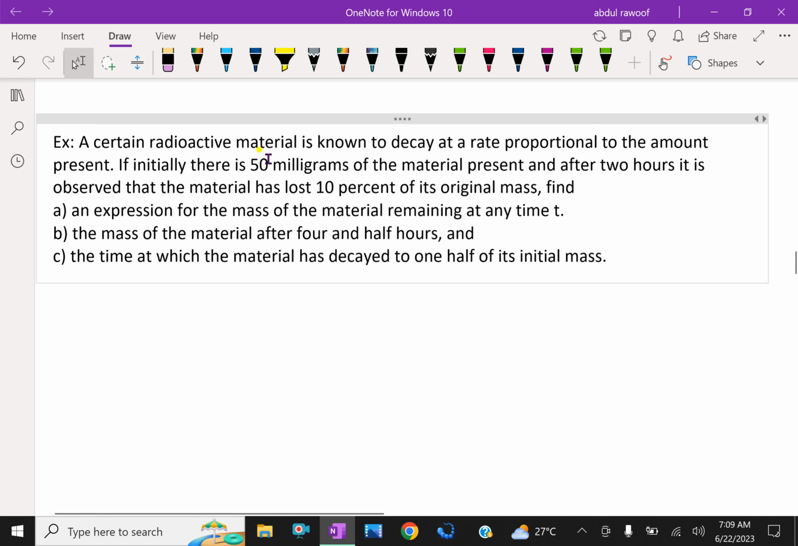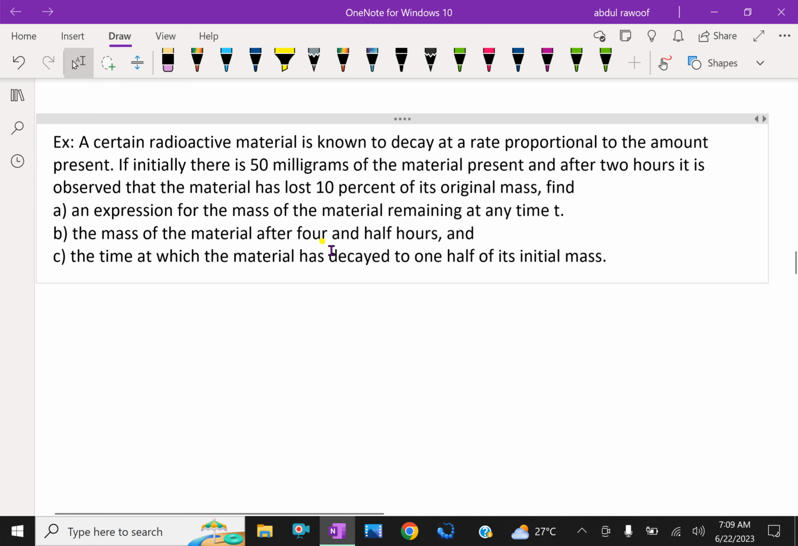A certain radioactive material is known to decay at a rate proportional to the amount present. Initially, there is 50 milligram of the material present, and after 2 hours, it is observed that the material has lost 10% of its original mass.